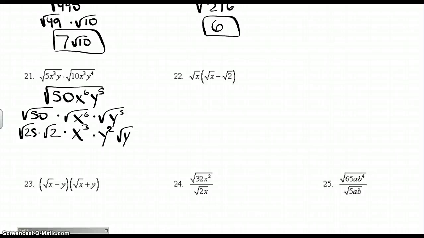Now I'm going to put everything out front that can be simplified. So remember, the square root of 25 is a perfect square. So that's going to give me a 5 here. I have my x cubed. I have my y squared, and then underneath that radical is just 2y.